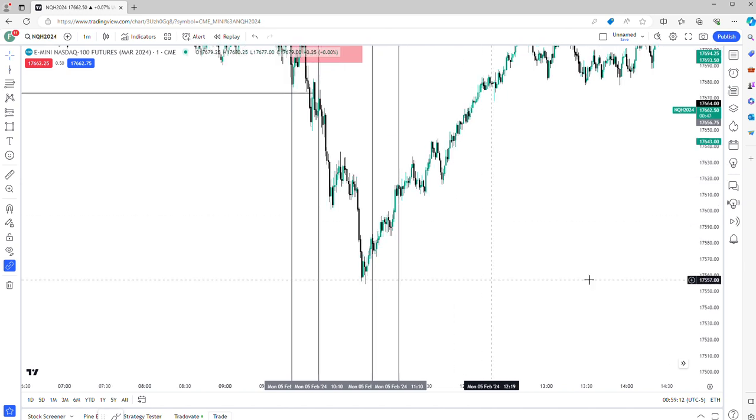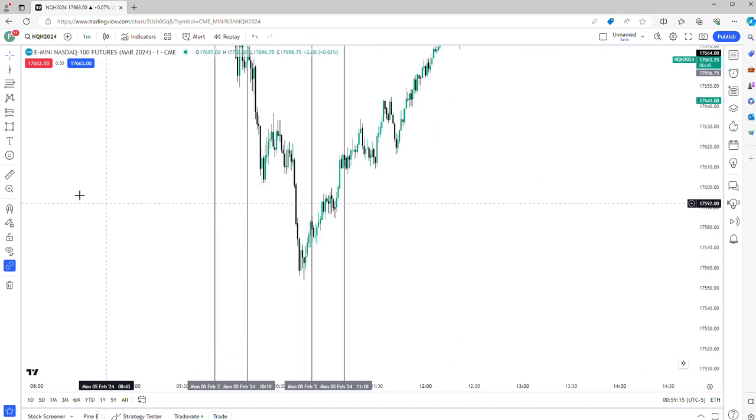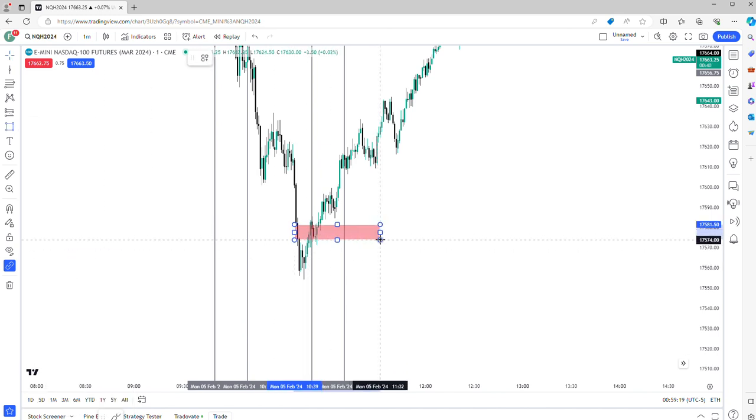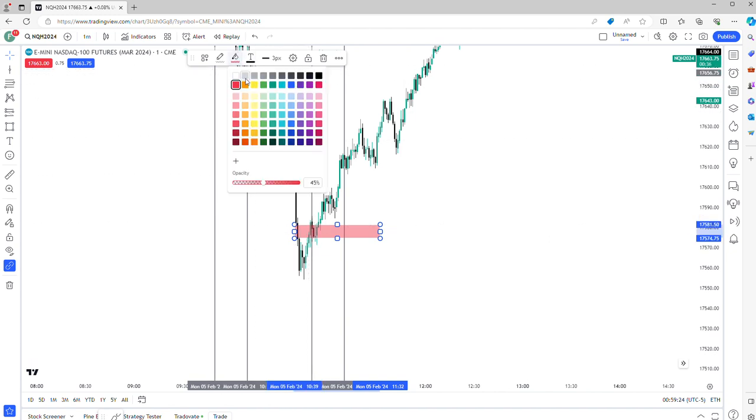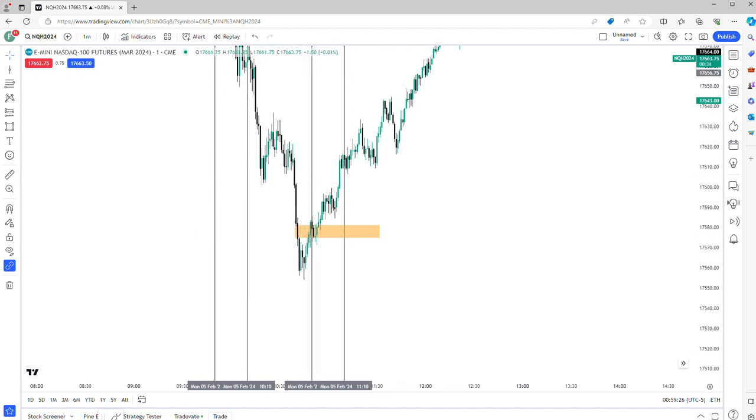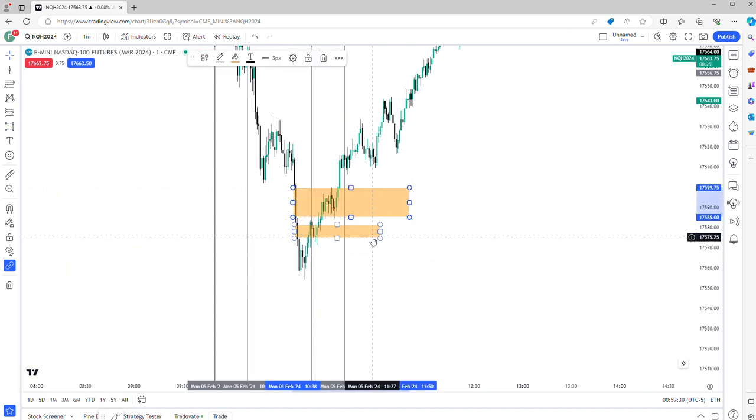Now, what do I see here? I see an inversion fair value gap entry right here. Boom. That there, that bearish gap gets disrespected when price closes right above here. When price trades back into it, inversion entry. If you don't like that one, go for this one. There's another inversion fair value gap.